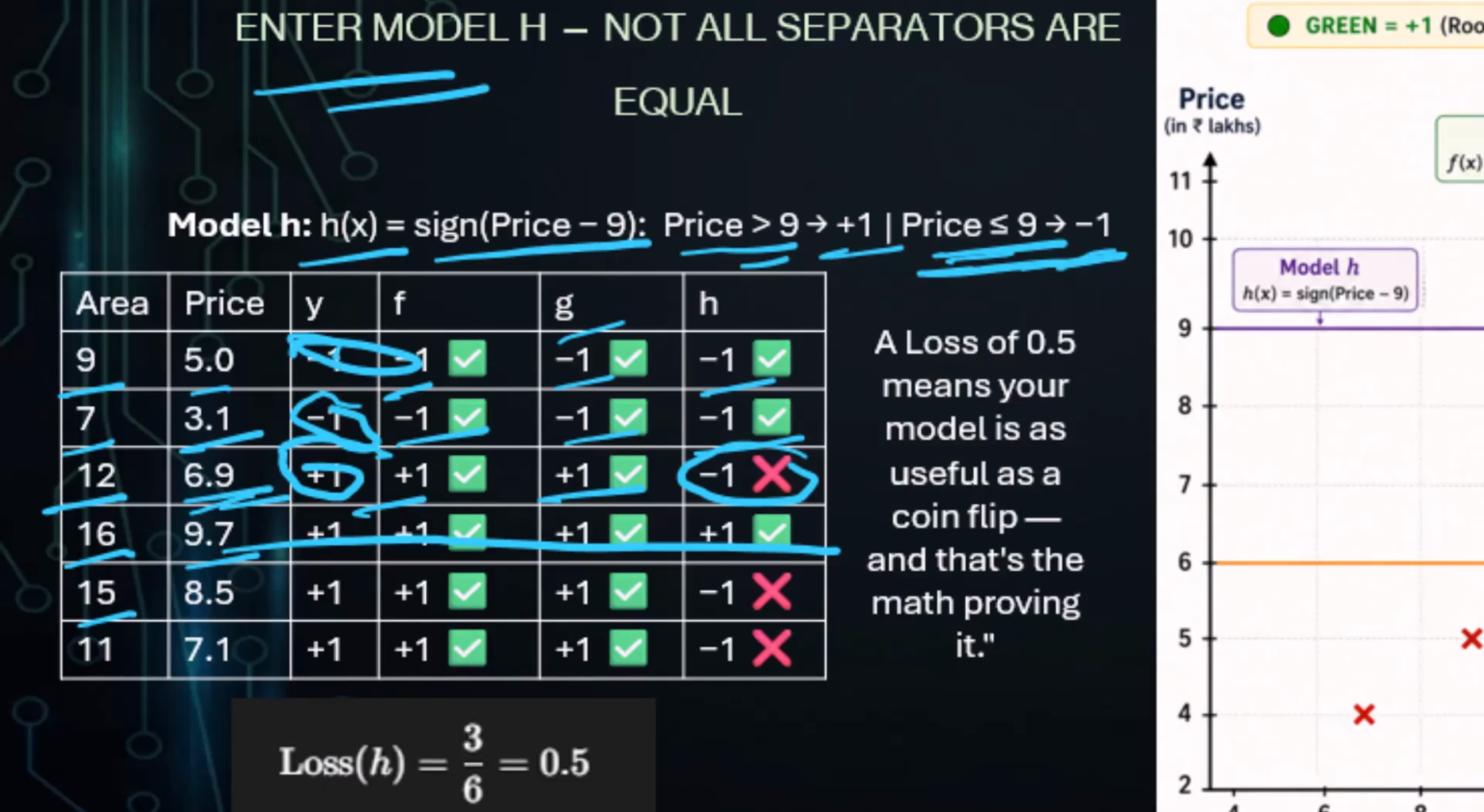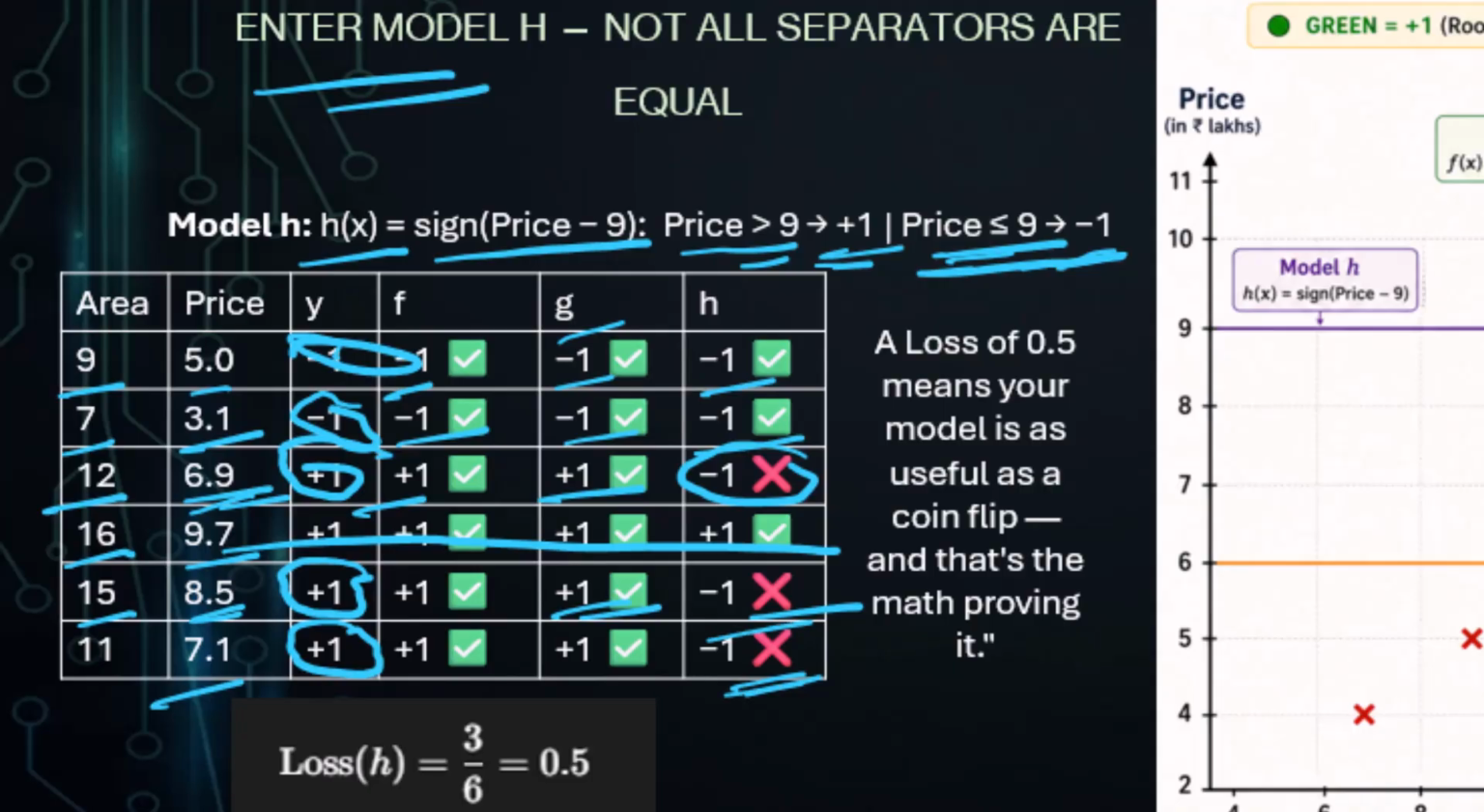Now come to 15. The price is 8.5. Because H is related to price, we will specifically see the price. The model G gives +1 because it is more than 6. But for H, it has to be more than 9, so it got -1. Similarly, 7.1 is more than 6, but it is not more than 9. So again, it got -1, but the actual value, if you see in both the cases, is +1. So the prediction is incorrect.